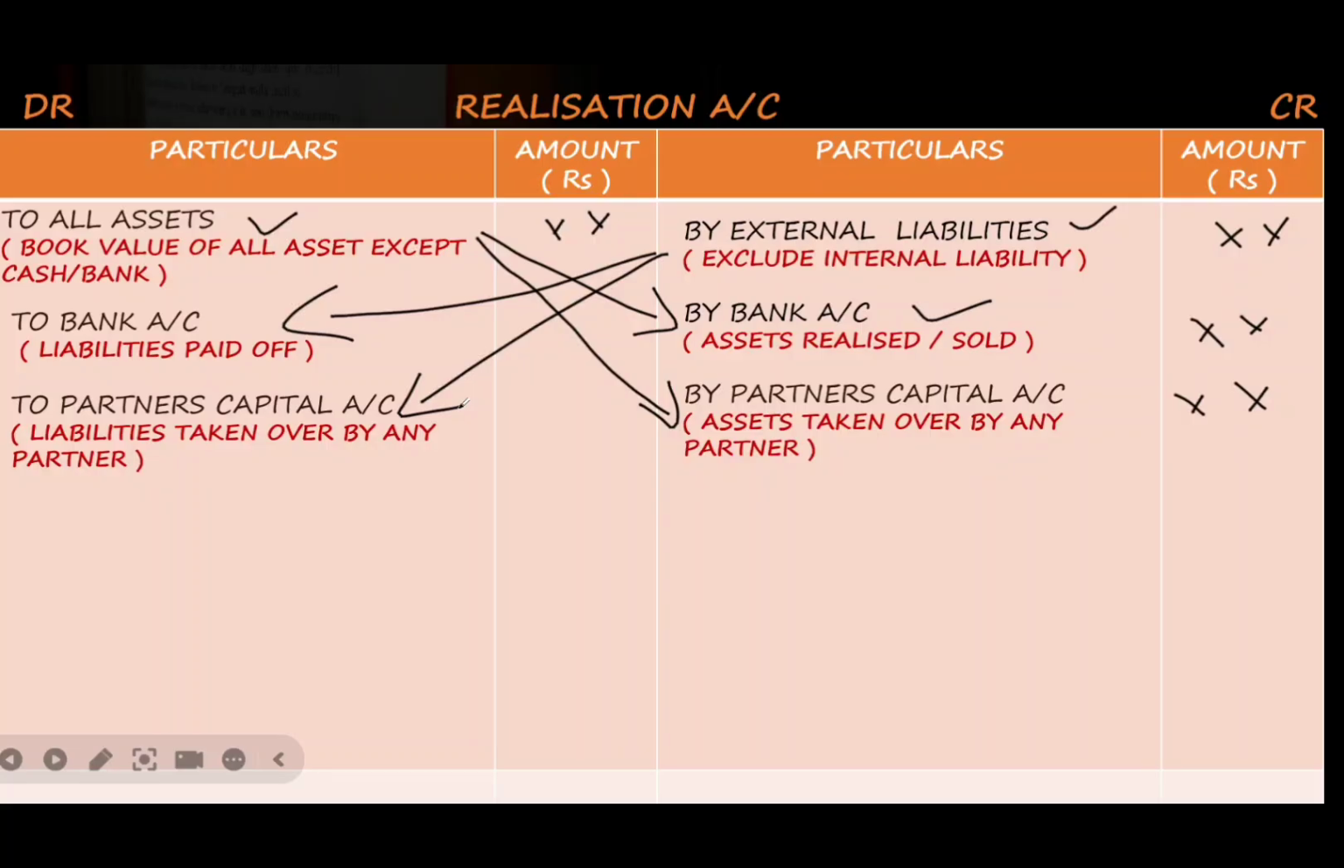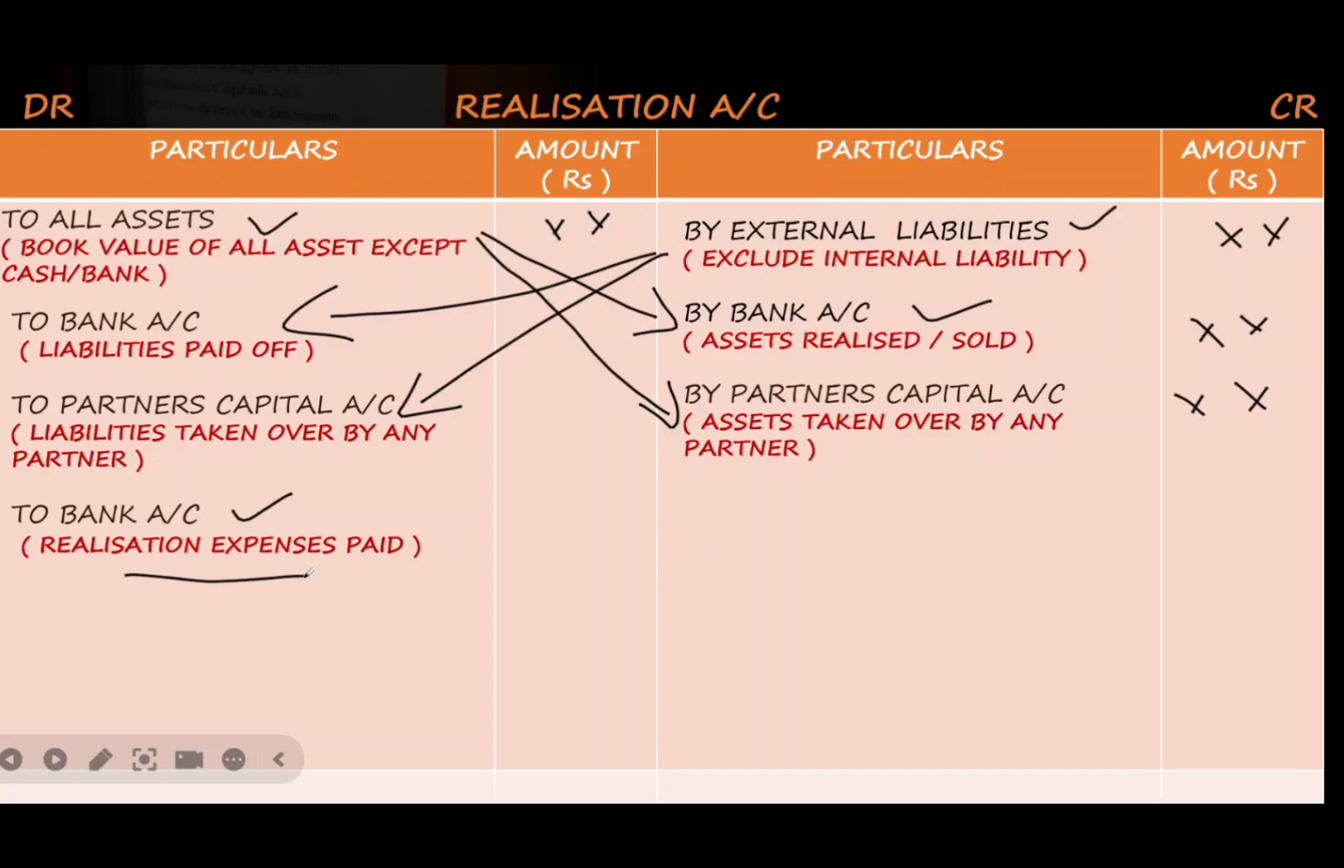Now to do all these processes, there will be certain realization or dissolution expenses, or we call them legal expenses, which the firm has to pay. So when we pay the legal expenses or the realization expenses, we write it on the debit side as to bank account, that is for the realization expenses that are paid by the firm.